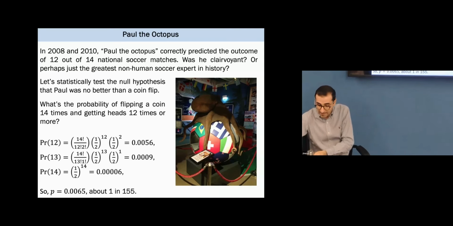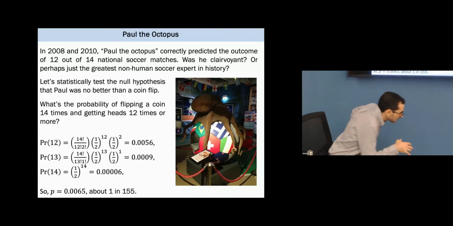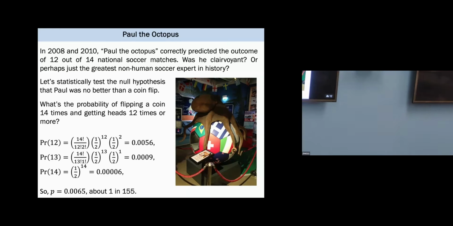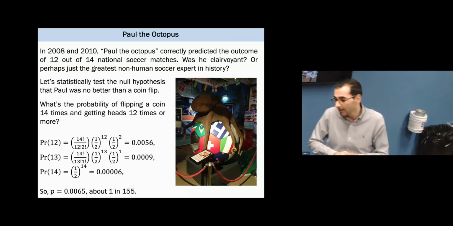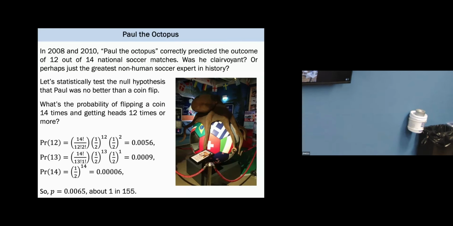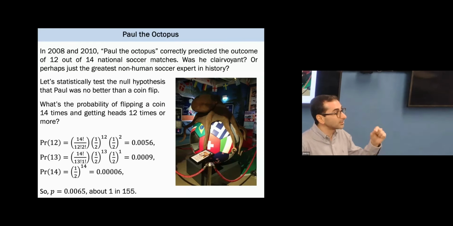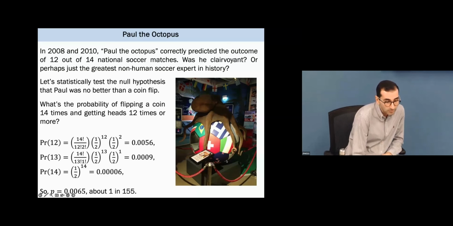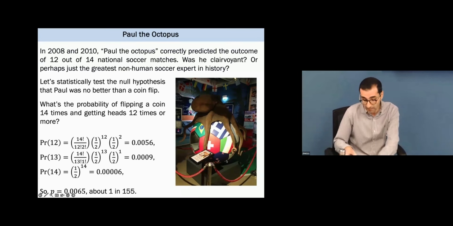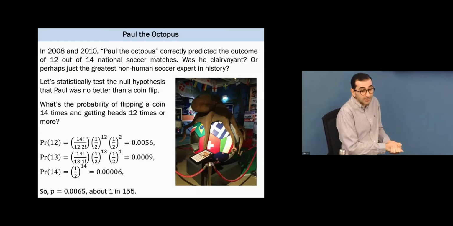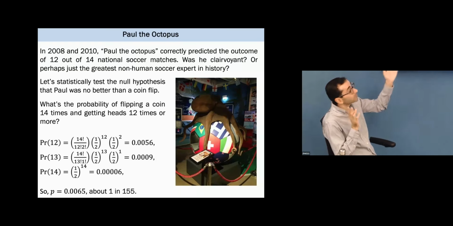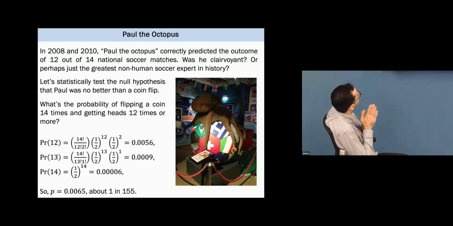What happened is that they presented the octopus 2 boxes with food, and they also had the flag of a country on each box. The box that the octopus ate from first, they said, was the team that is going to win the game. So Paul the Octopus actually correctly predicted the outcome of 12 out of 14 national soccer matches. Now that's kind of impressive, right? For an octopus to be able to predict 12 out of 14 national soccer matches.